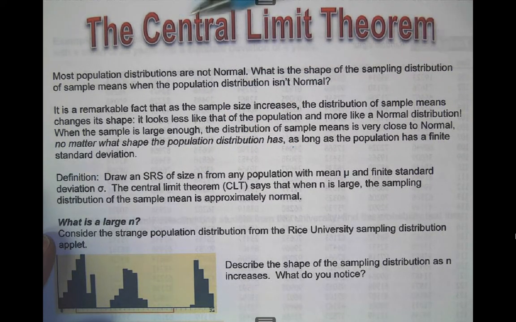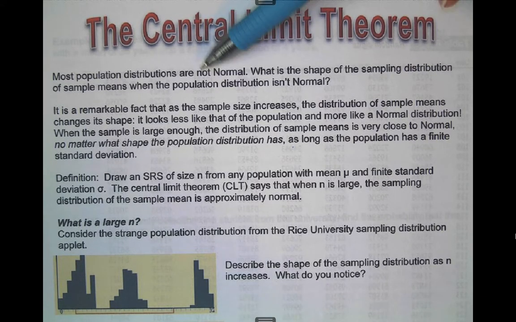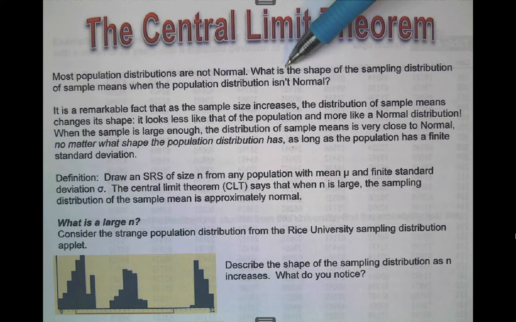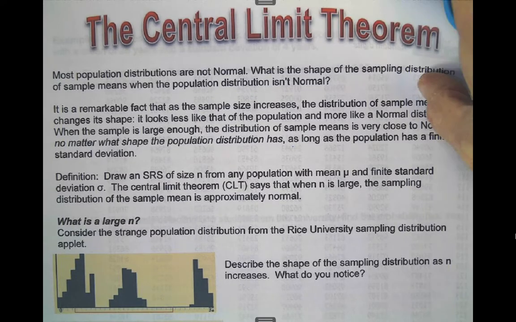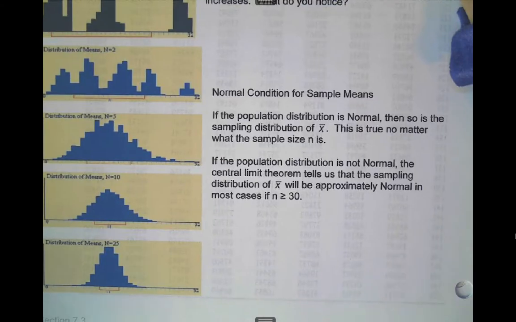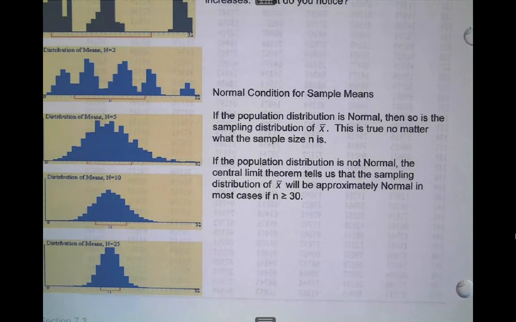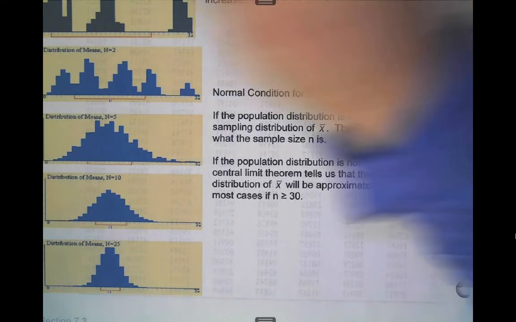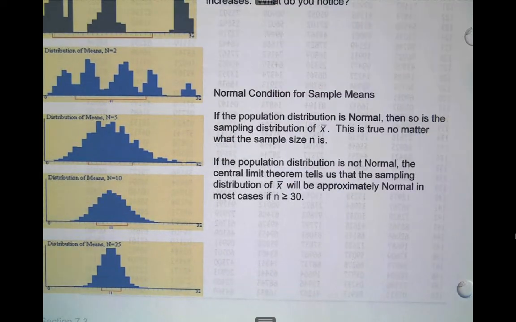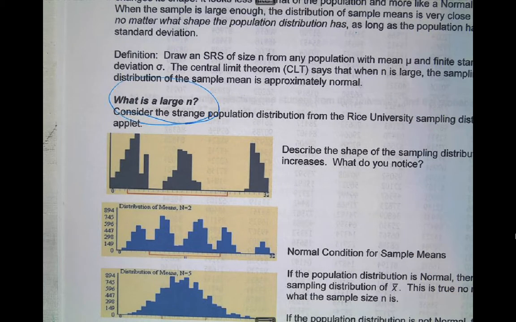Alright, the central limit theorem. Most population distributions are not normal. What's the shape of the sampling distribution? Basically the idea here is what we just looked at on the app, as well as with the call center data in the video. In this one, if the original population is not normal, your sampling distribution is going to be normal only if the sample is large, so when n is large. That's what she said in the video.